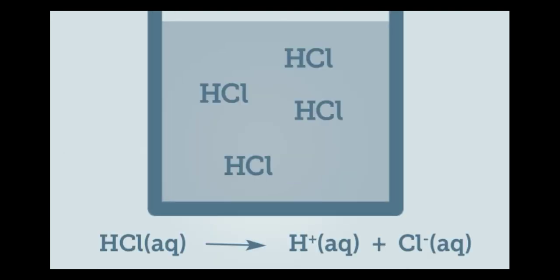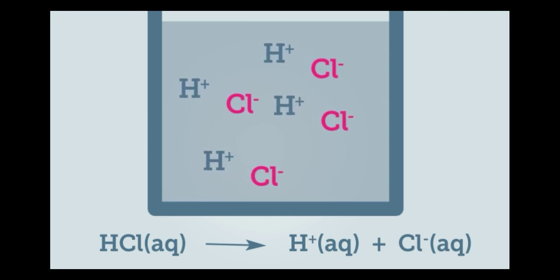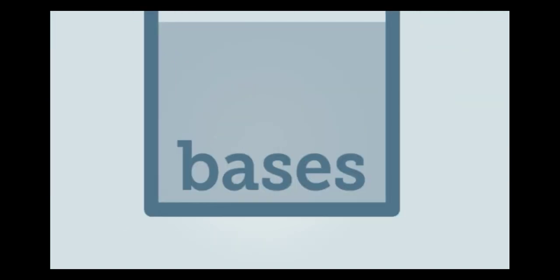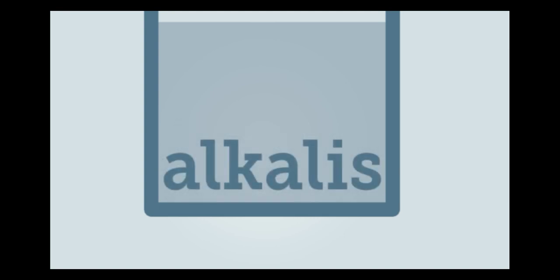become. When an acid, for example hydrochloric acid, is mixed with water, it completely dissociates, producing a solution of hydrogen ions and chloride ions. Acids can be neutralized by substances called bases. Bases that are soluble in water are called alkalis.